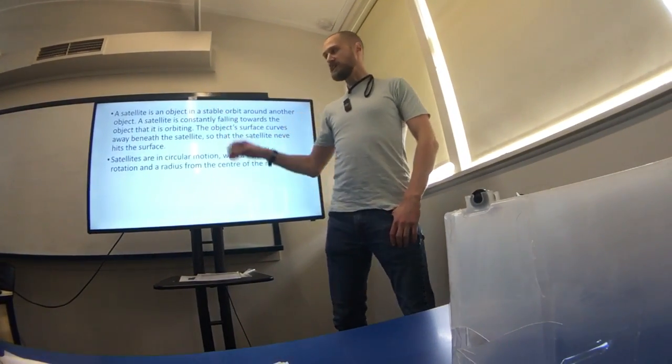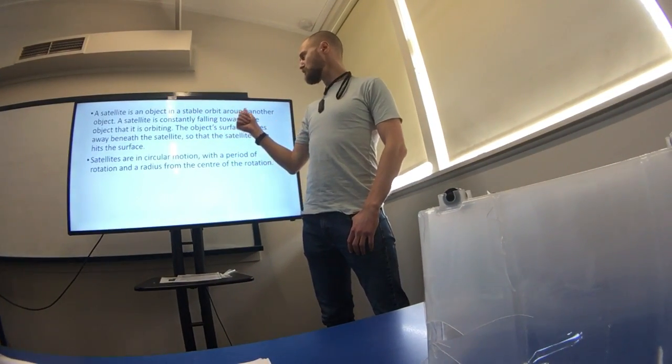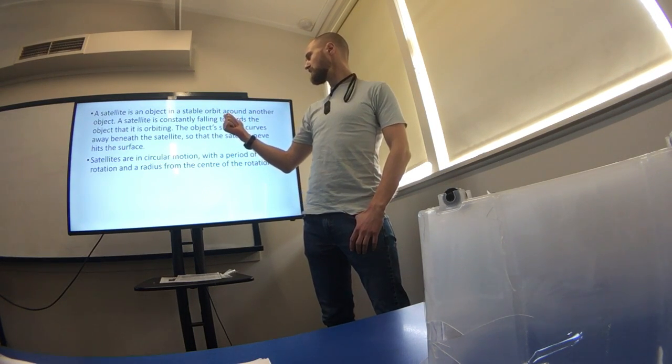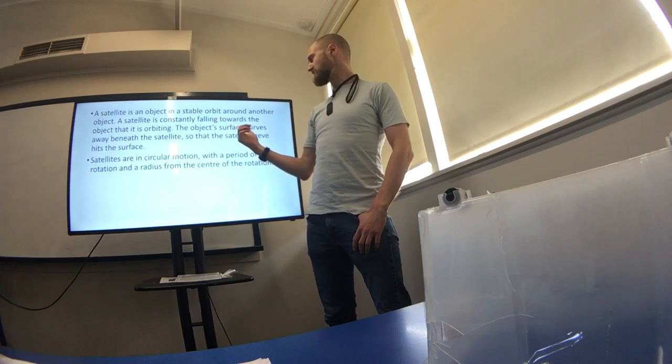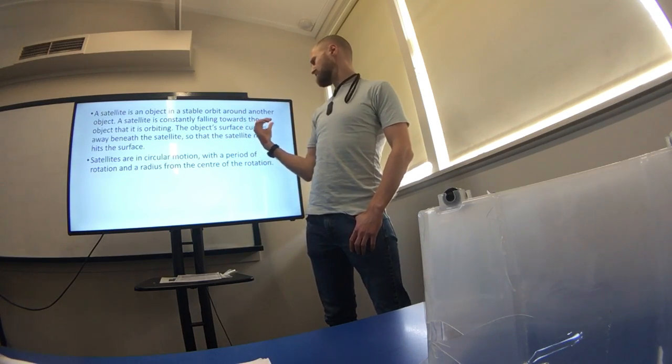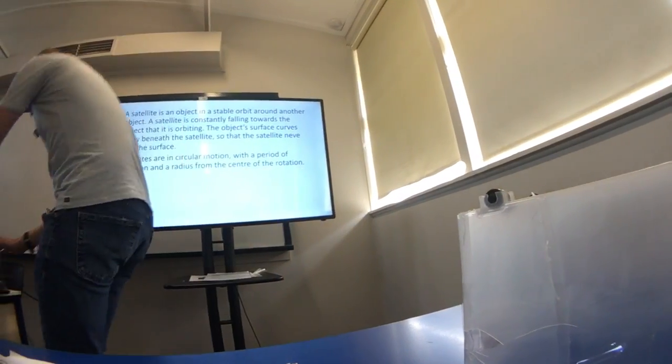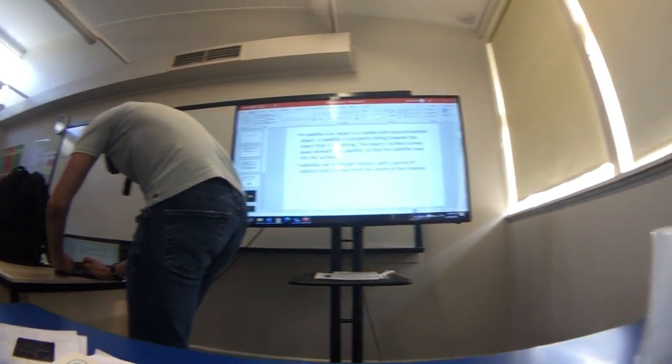Okay. So satellites. A satellite is an object in a stable orbit around another object. The satellite is constantly falling towards the object that it is orbiting, and the object's surface curves away beneath the satellite so that the satellite never hits the surface. Now, I'm going to put up a bit of a thing explaining exactly how this works.